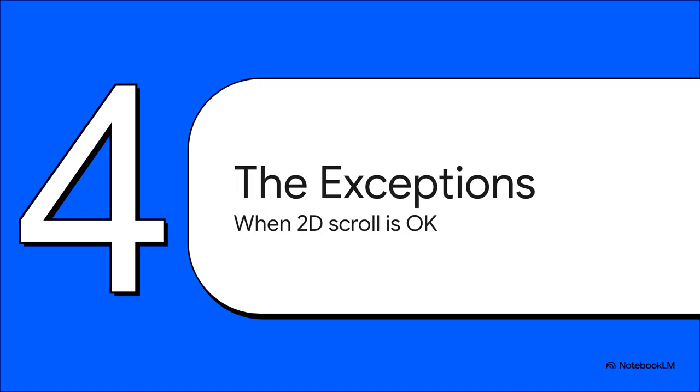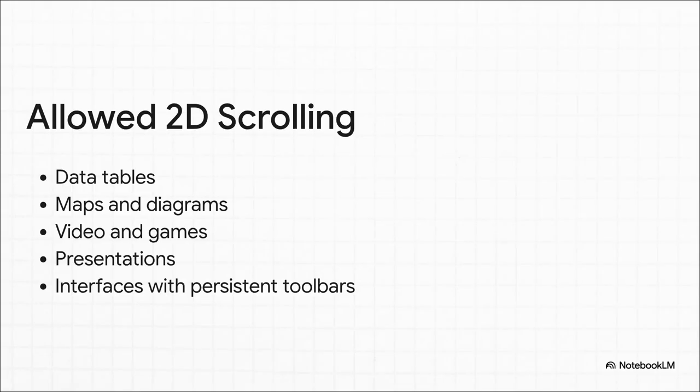Now, the WCAG standard is smart. It's pragmatic. It knows that for some kinds of content, you need that two-dimensional layout for it to make any sense at all. I mean, think about it. You can't just stack the columns of a big, complex data table and expect anyone to understand it. Same goes for a map, or a video player, or a presentation slide. For these specific things, yeah, two-dimensional scrolling is allowed.